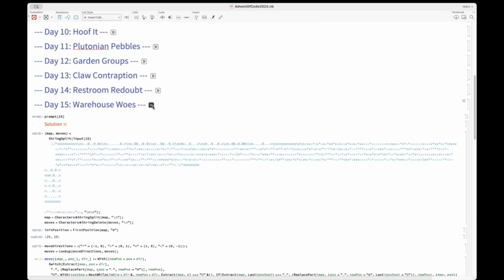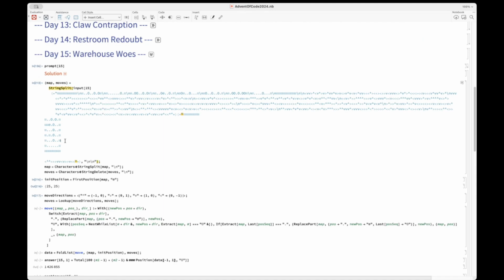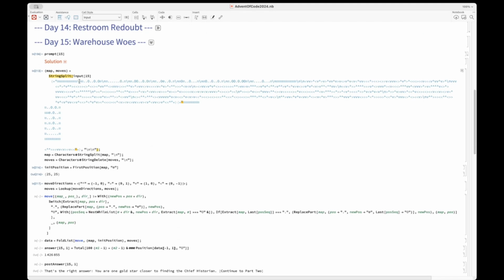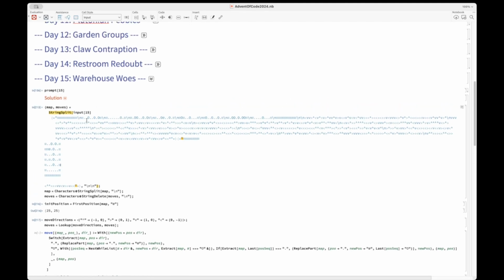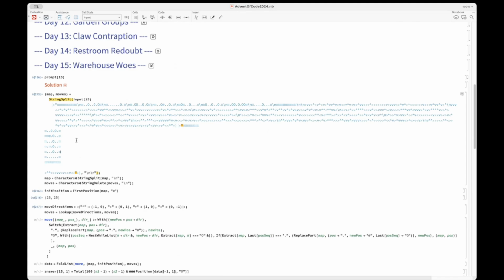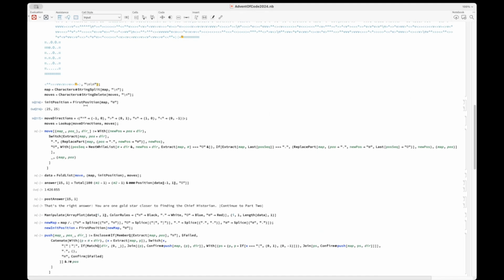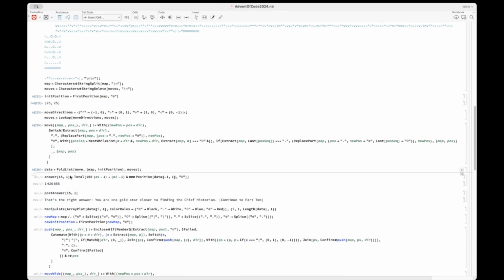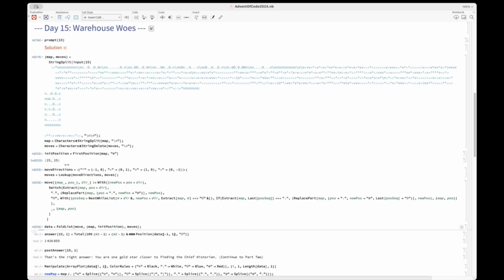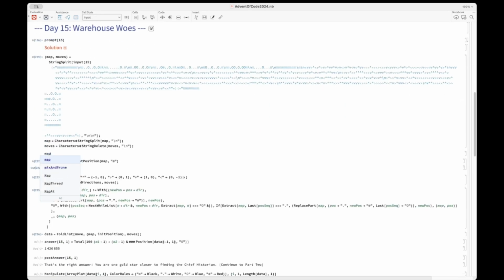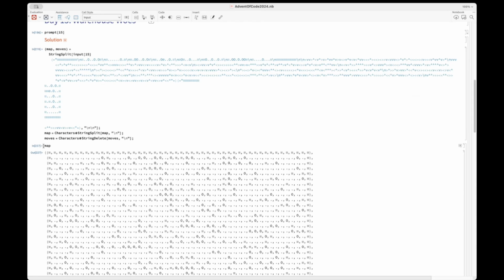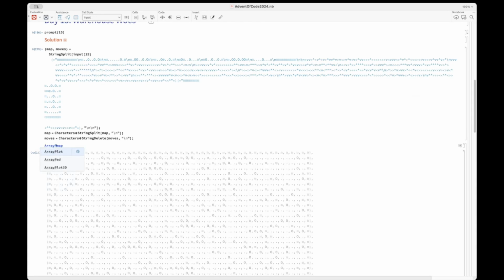So day 15 was the last, the next is... So it's all about mazes, right? Warehouse walls. So you can have some kind of map, and I guess you're allowed to move around. Do you have some picture? At least one. This is some kind of map. Let's turn it into an array plot.